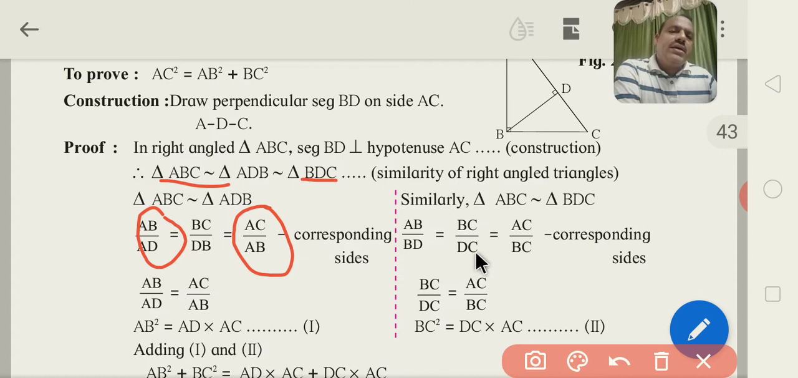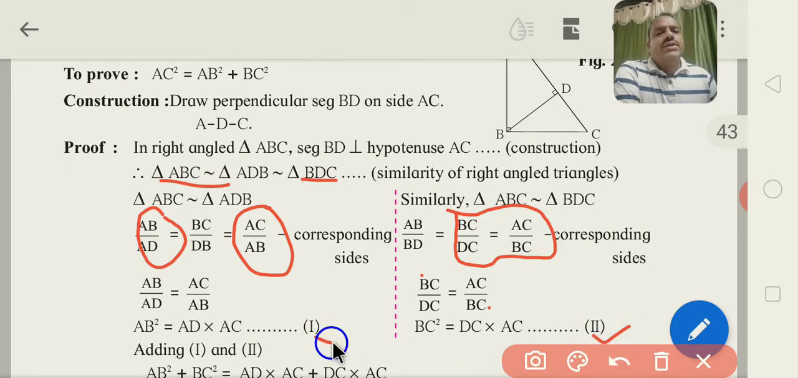And then BC, these two sides are given. BC upon DC is equal to AC upon BC. This BC and this BC are multiplied, therefore BC square is equal to DC into AC, and this is also equation number 2.